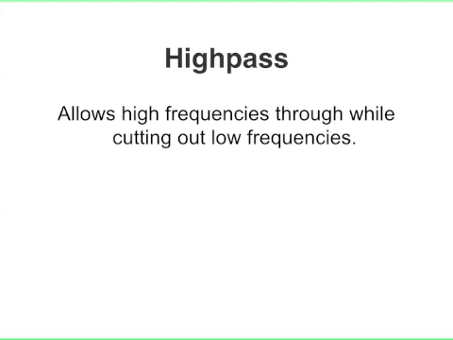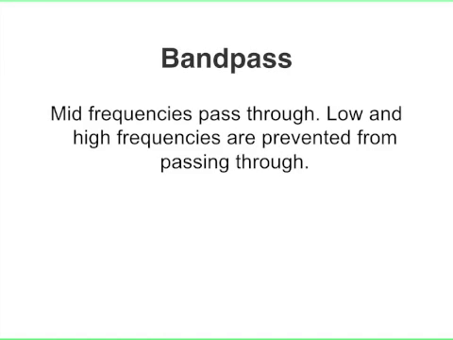It will allow the high frequencies to come through the filter while eliminating the low frequencies. It's the opposite of a low pass filter. A band pass filter takes the mid frequencies, those frequencies which are in the range between the low and high, and passes them through while preventing the low and high frequencies from passing through.